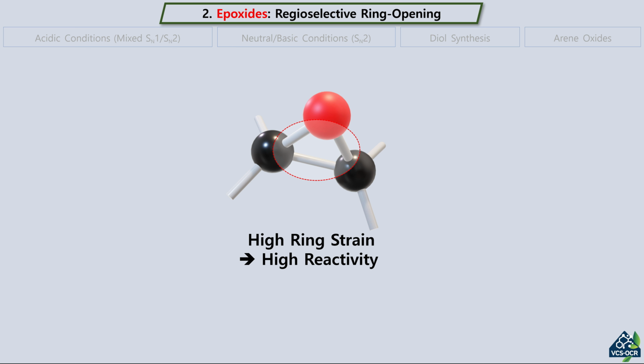Section 2. Epoxides. Regioselective ring opening. Moving on to epoxides. Unlike open-chain ethers, these three-membered rings possess extraordinary ring strain, which makes them highly reactive toward a wide variety of nucleophiles.